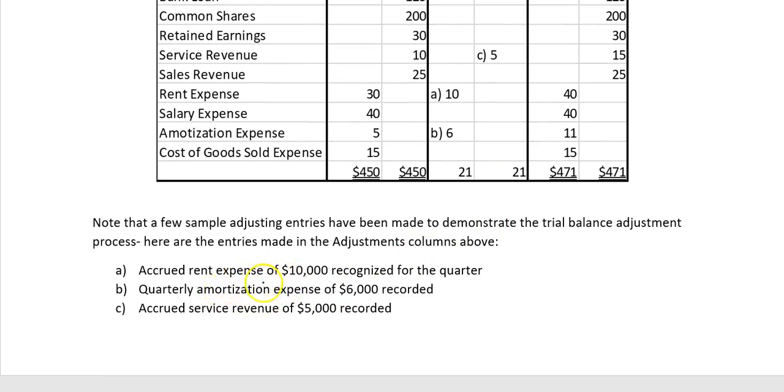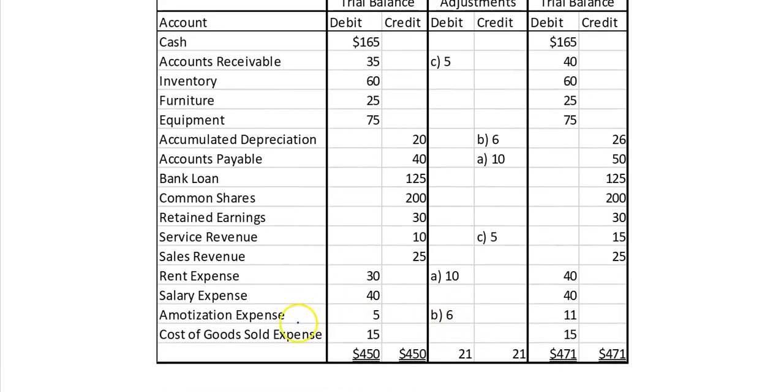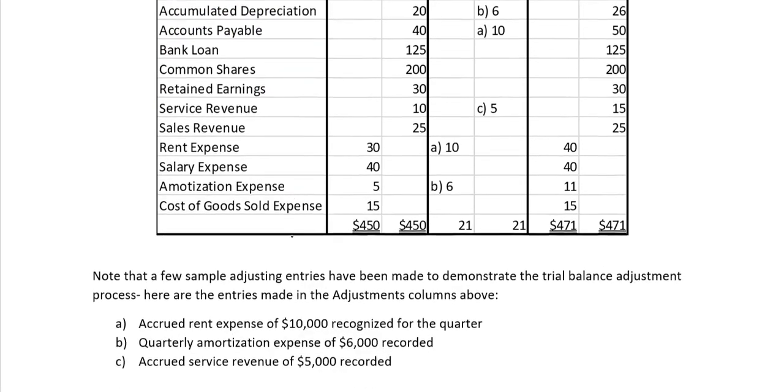We have quarterly amortization expense of 6,000 recorded. We just covered amortization earlier in this chapter. We have amortization expense as a debit for 6 and accumulated depreciation as a credit for 6. Of course, I'm a little bit low on space here, so I didn't label which asset it belonged to, but according to good accounting practice, we really should. It could belong to a couple of things. It could belong to furniture, or it could belong to equipment. We don't know which one, so I really should have done that.